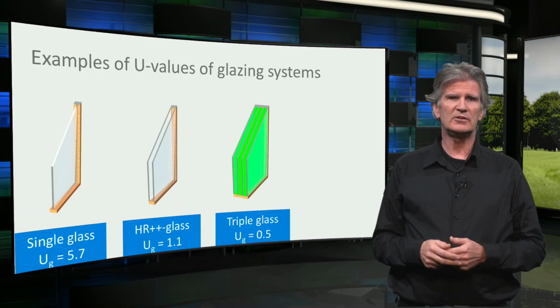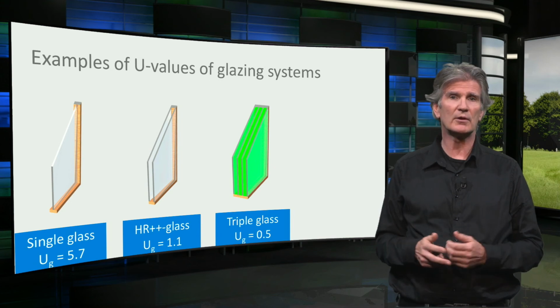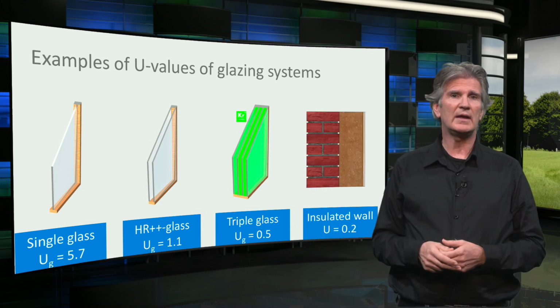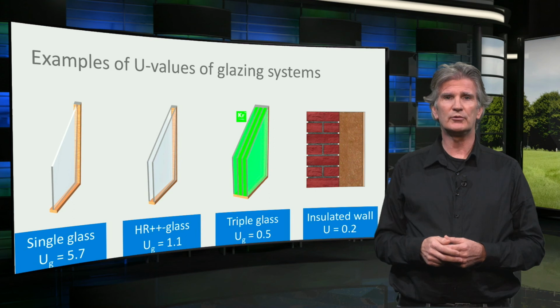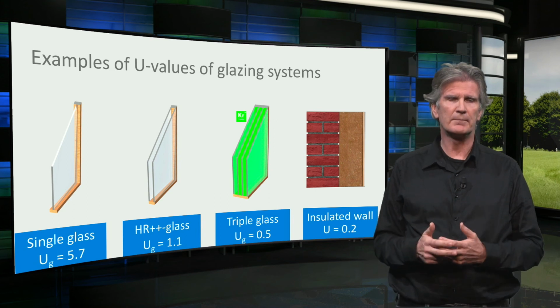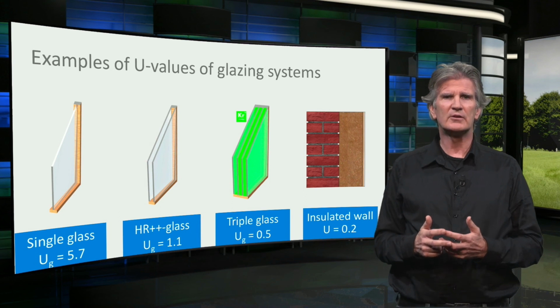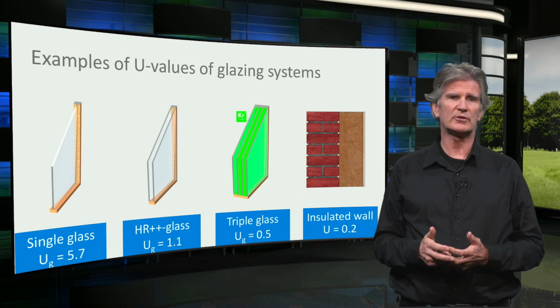With these technologies, modern insulating glass can have a U value as low as 1 or even 0.5, which is very low compared to single glass. But compared to a well-insulated wall with a U value of 0.2, it is still relatively high. This means that reducing the size of the windows is also an important measure to reduce the transmission losses.